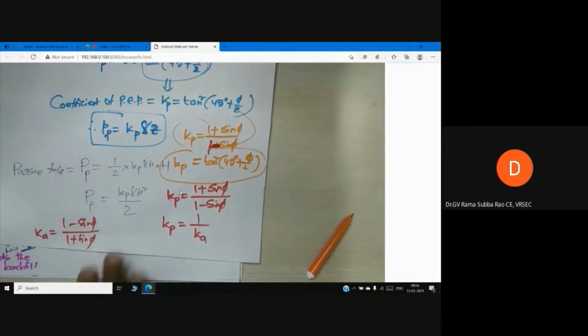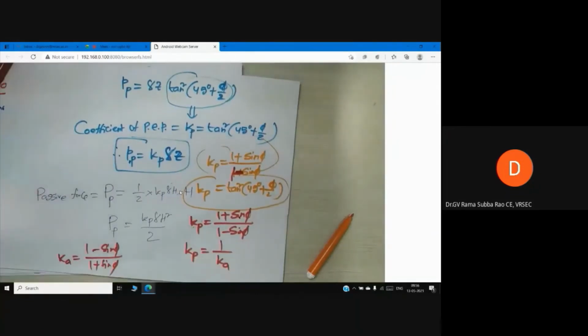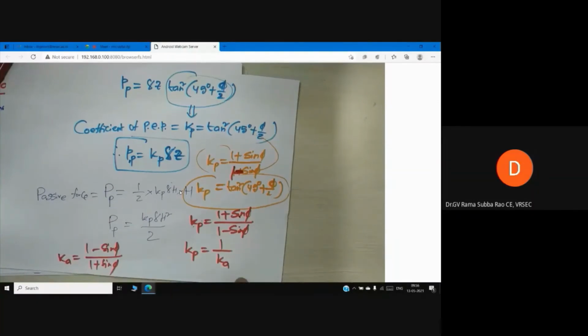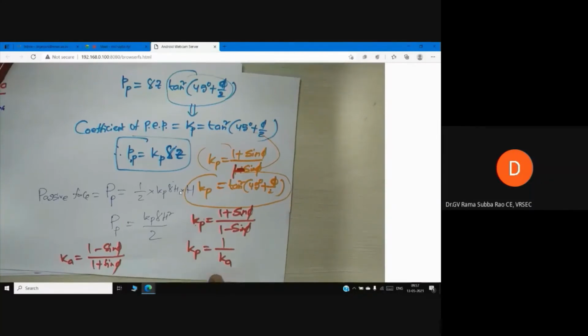So this is a detailed discussion about active earth pressure and passive earth pressure. Sometimes you think that earth pressure at rest is missing. Now I will discuss earth pressure at rest; this is the right time. So this is the relation between Kp and Ka. Kp is 1 by Ka, or else you can write Ka is equal to 1 by Kp, because we don't know Kp when we are discussing Ka, but we know Ka when we are discussing Kp.